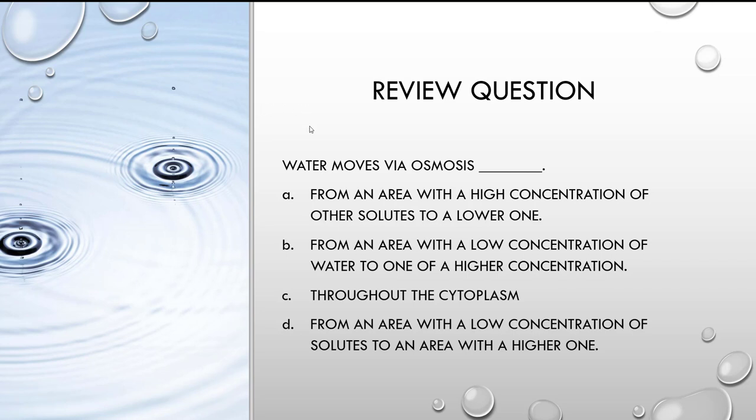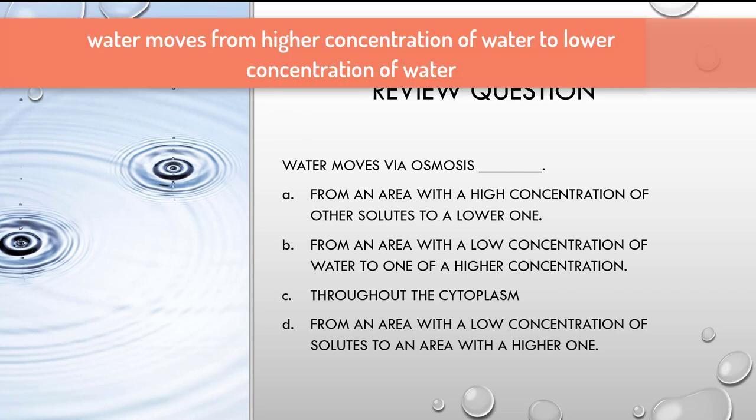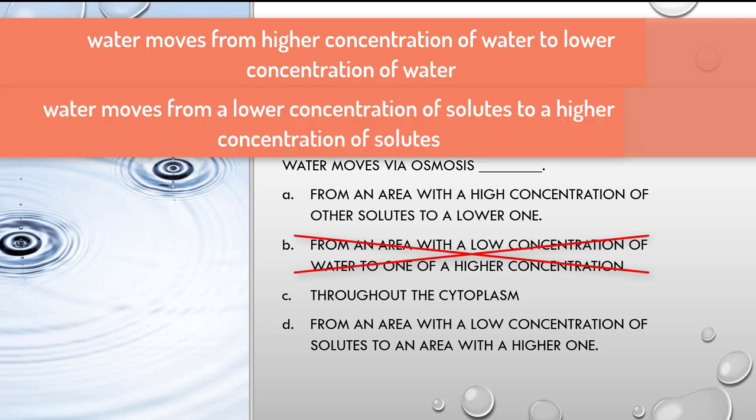Think of the concentration of water: water moves from high concentration of water to low concentration of water. But here we know that this one's not right because this is the opposite. These two are talking about solutes. So if we're moving from an area of high concentration of water to an area of low concentration of water, then let's relate that to solutes. A high concentration of water must be a low concentration of solutes, moving to a low concentration of water, which must be a higher concentration of solutes. So D is the correct answer. That's a tricky one.